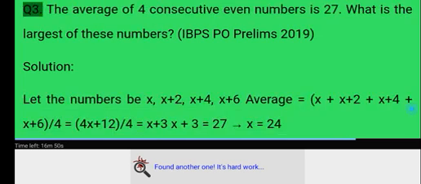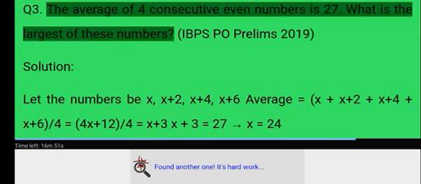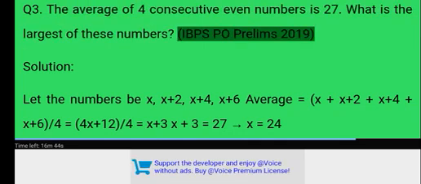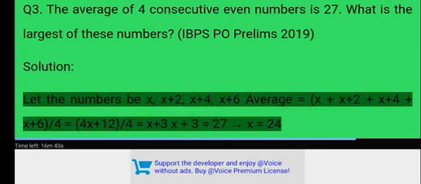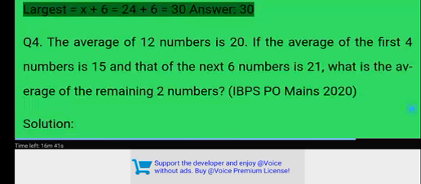Answer, 46 years. Q3. The average of 4 consecutive even numbers is 27. What is the largest of these numbers? IBPS PO Prelims 2019. Solution. Let the numbers be x, x plus 2, x plus 4, x plus 6. Average equals (x plus x plus 2 plus x plus 4 plus x plus 6) divided by 4 equals (4x plus 12) divided by 4 equals x plus 3 equals 27, so x equals 24. Largest equals x plus 6 equals 24 plus 6 equals 30. Answer, 30.